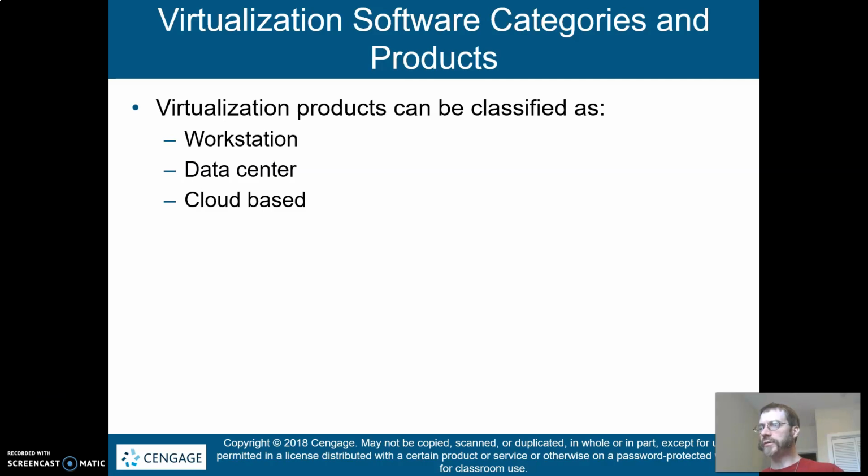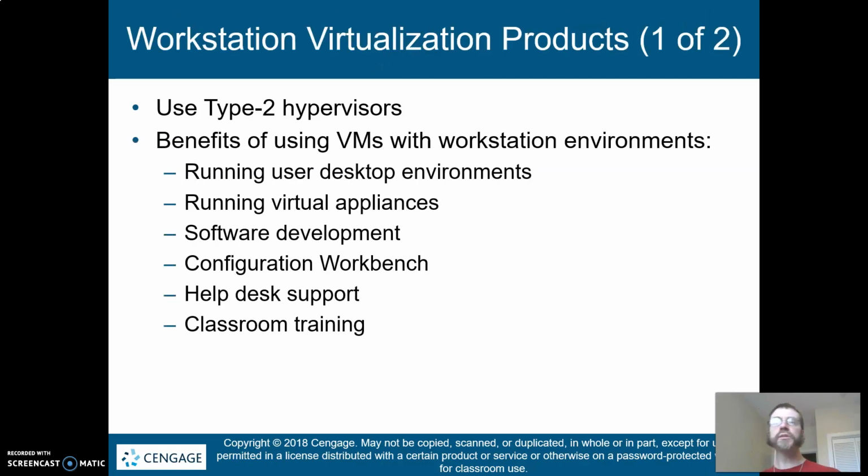In terms of our workstation virtualization products, these are all Type 2 hypervisors. They're applications running on top of an OS, running on top of the hardware. So, multiple layers of abstraction. There are a lot of benefits to doing things this way. If you don't have a lot of heavy lifting to do, if you're just developing a skill set or testing a new application or learning a new operating system, these can be very useful. Of course, we use this in the classroom.